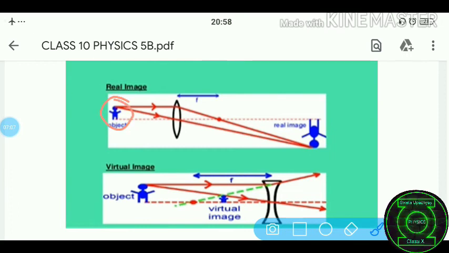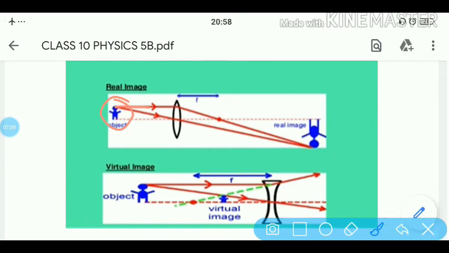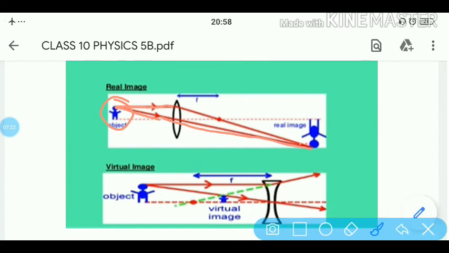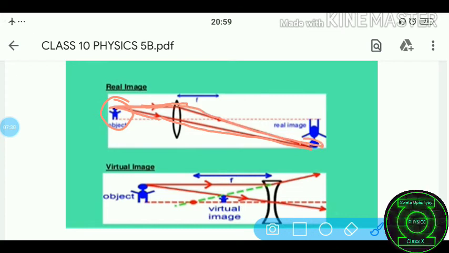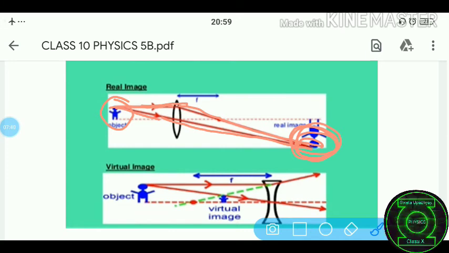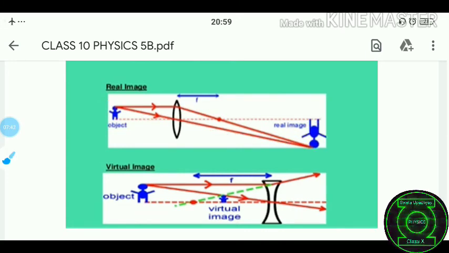Suppose this is our object. We have taken two rays, one ray which is parallel to the principal axis and one ray which is passing from the optical center. Since this ray is passing from the optical center, it will pass undeviated. Since this ray is parallel to the principal axis, it will pass from the second focus, and hence the reflected ray is meeting at this point.